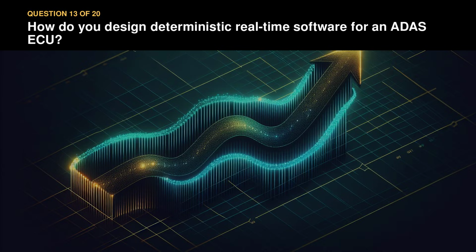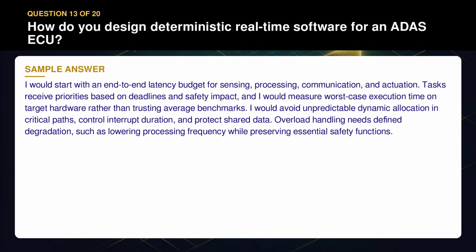Question 13. How do you design deterministic real-time software for an ADAS ECU? I would start with an end-to-end latency budget for sensing, processing, communication, and actuation. Tasks receive priorities based on deadlines and safety impact, and I would measure worst-case execution time on target hardware rather than trusting average benchmarks. I would avoid unpredictable dynamic allocation in critical paths, control interrupt duration, and protect shared data.